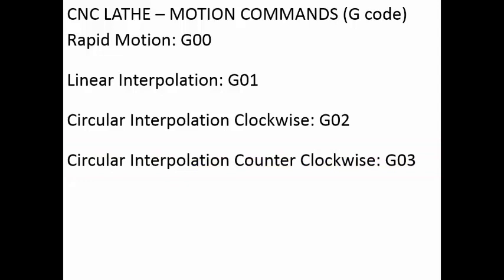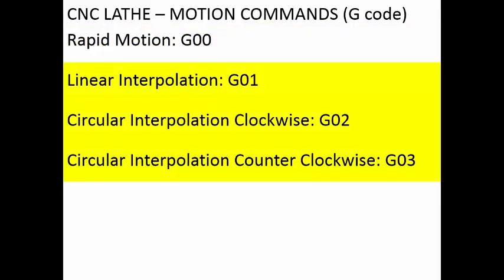Then if you are not having any cutting action and there is no contact between the tool and the workpiece, then we can use G00, that is a rapid motion. So the tool will be moved at the maximum possible speed available in the CNC machine from the starting point to the ending point, that is a rapid motion.